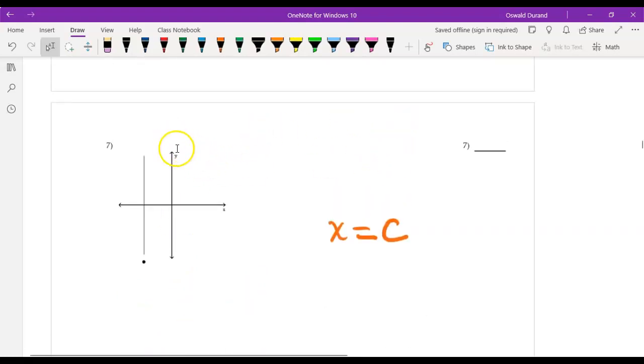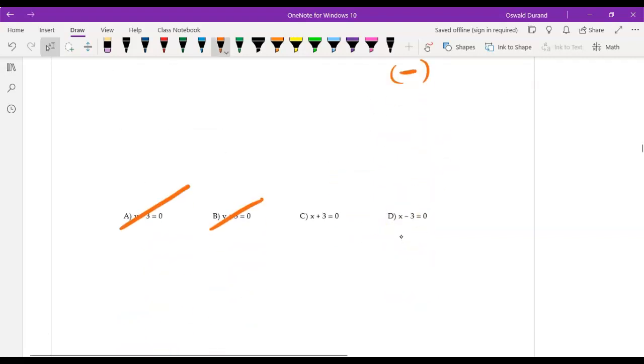So let's look. The vertical line here is on the left side of the y-axis. The y-axis represents 0, right? On the right side is the positive side, and on the left side is the negative side. So c has to be what? Negative. All right, so which one is going to present a negative number on the right side? It has to be x plus 3 equal to 0, because it's going to turn out to be x equal to negative 3. Okay?